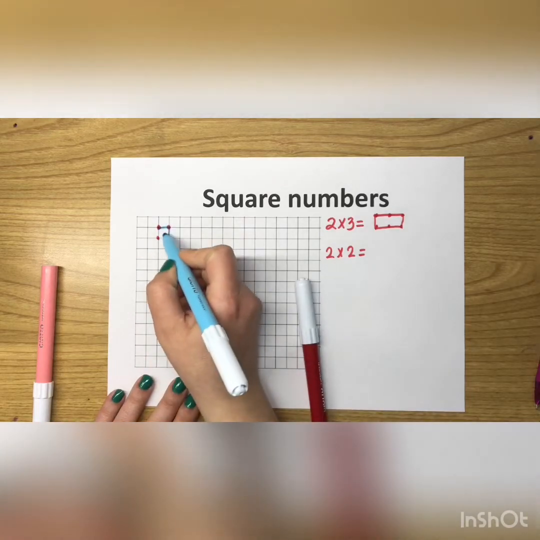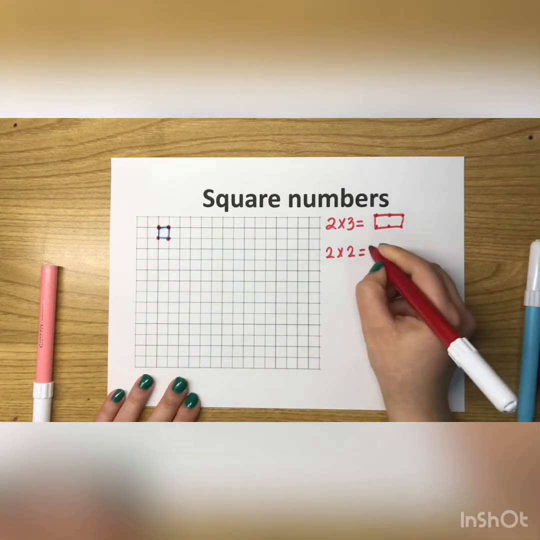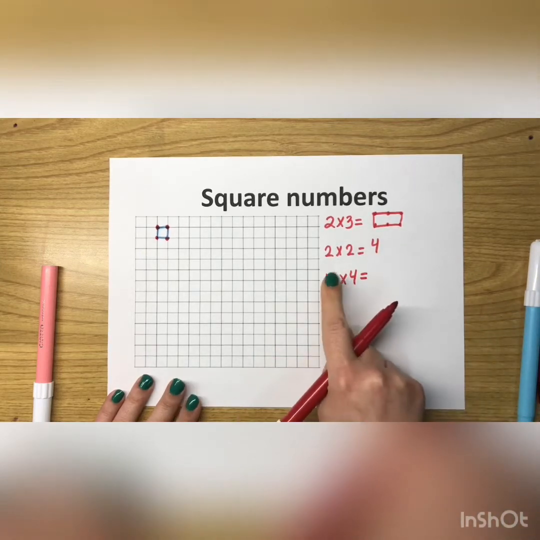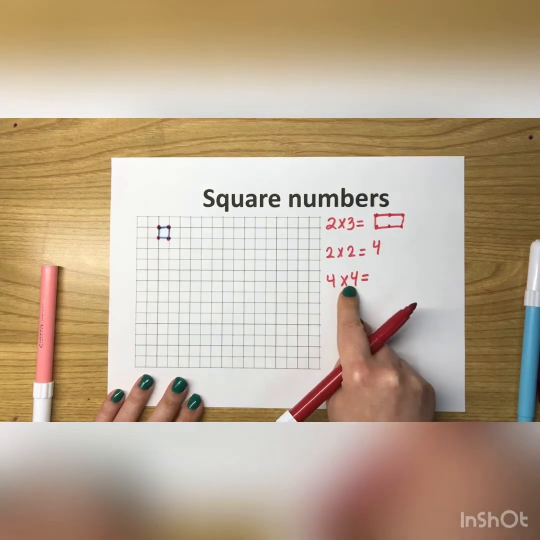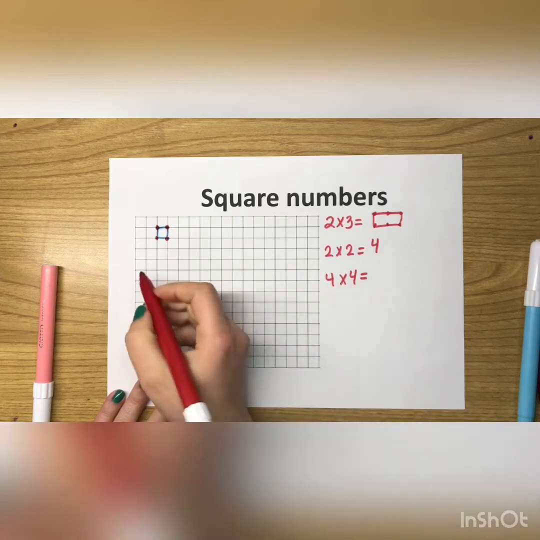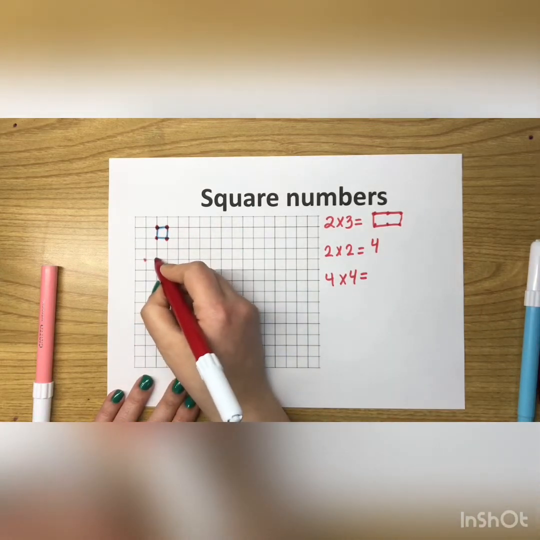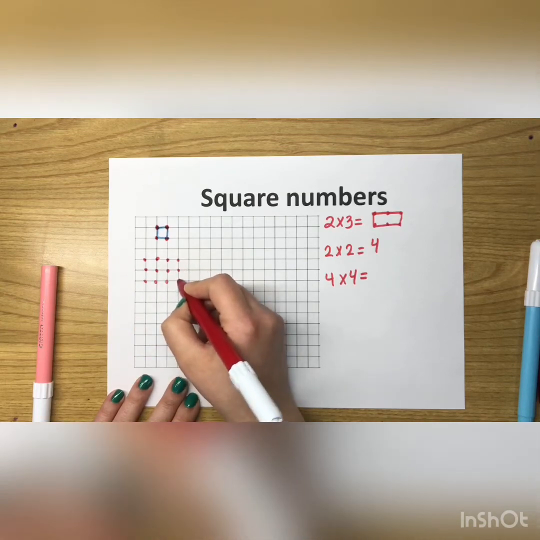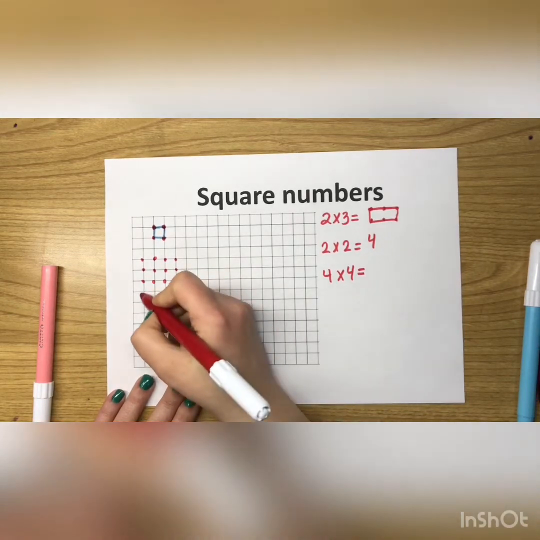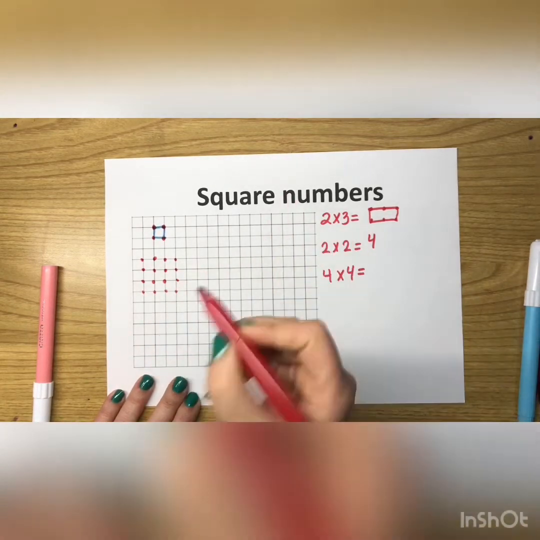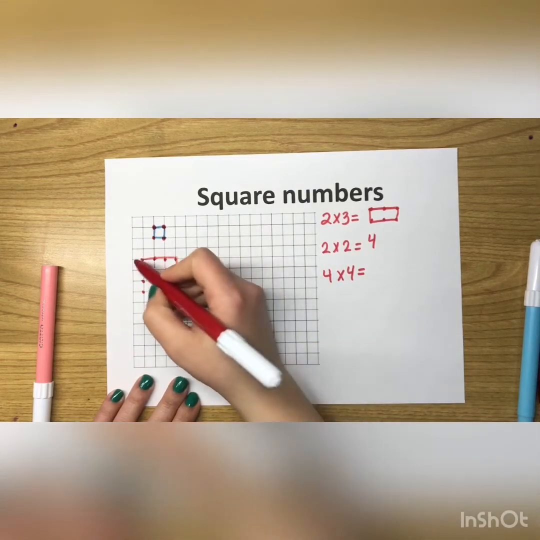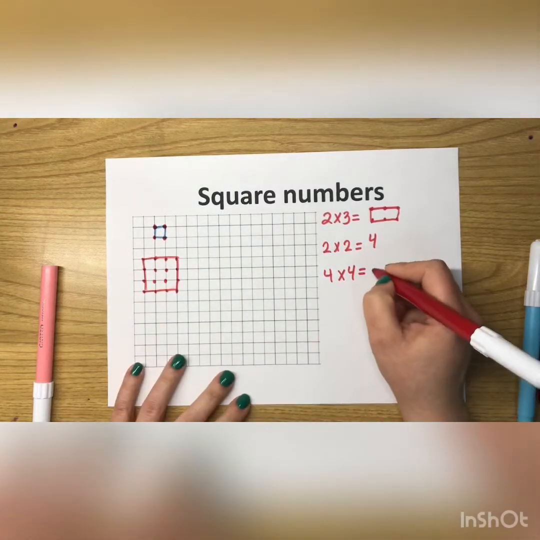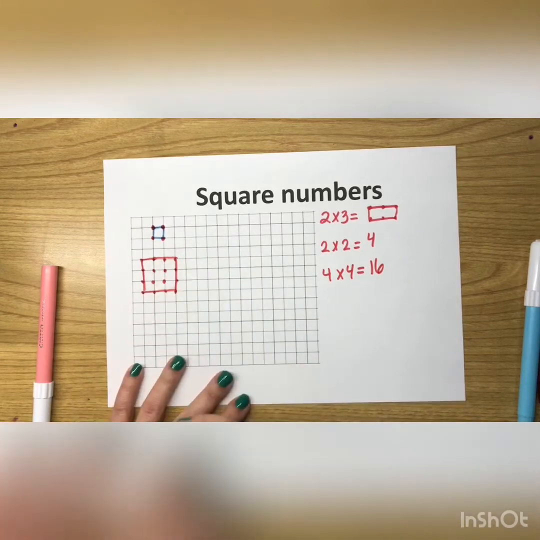Look at the shape that I have drawn. The shape is a perfect square. The answer is 4. Let's try 4 times 4. That means 4 columns and 4 rows. Let's draw it here. Look at this area that I'm drawing. Draw a line around it. You are going to find out that this is a perfect square. It is 16, because I've drawn 16 points.